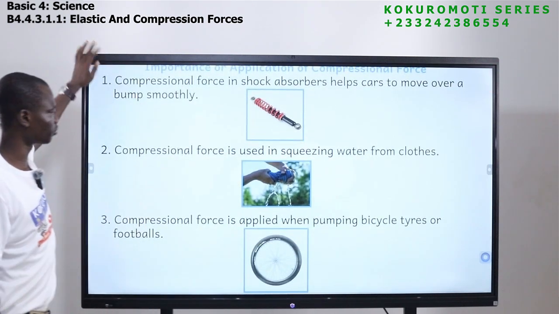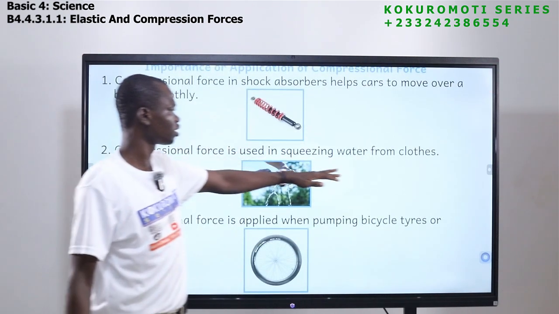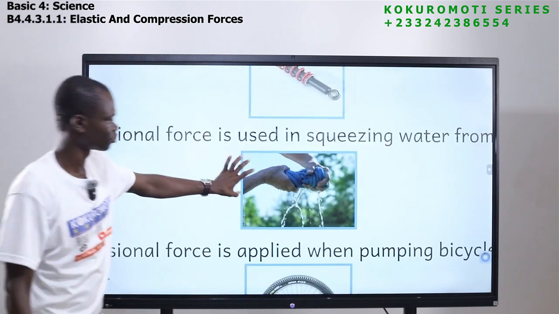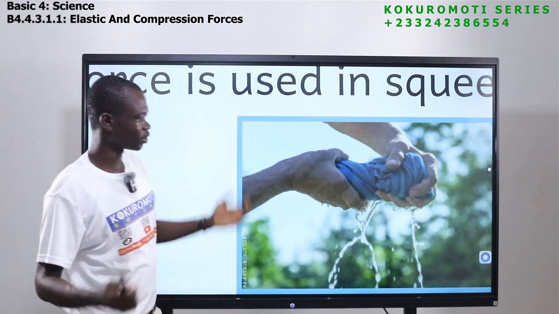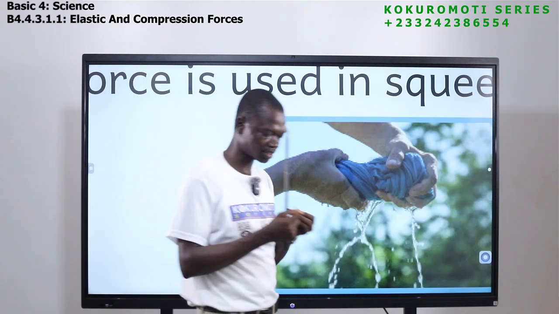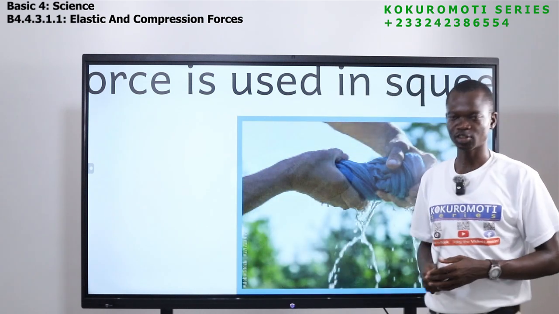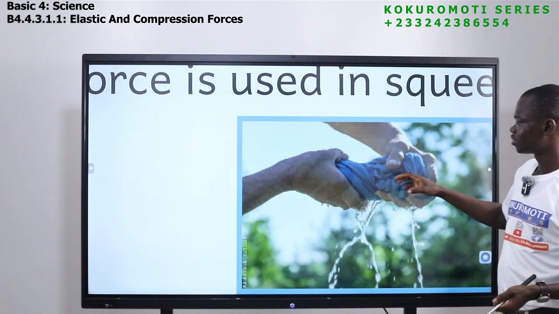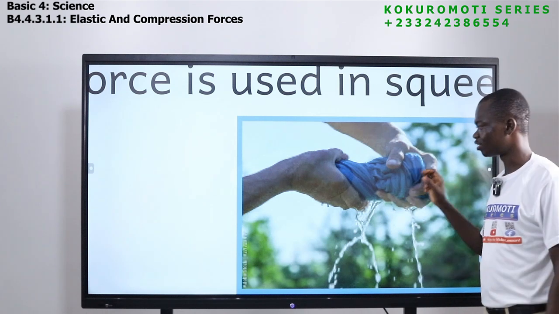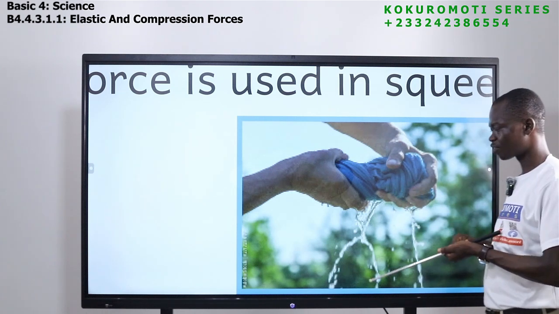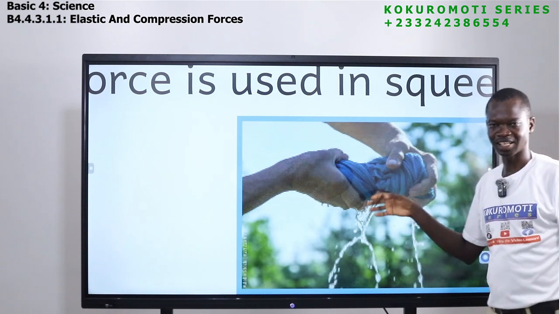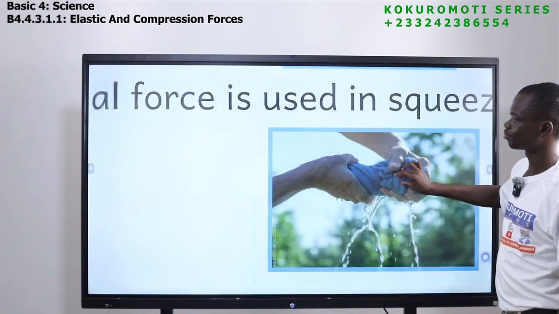The next one is that compressional force is used in squeezing water from cloths. So this is an example. As for compressional force, we know that anytime we apply this force, it reduces the size and makes the object smaller. So this is not the actual size of the dress, but because of compressional force and it is squeezed, you see the size of the dress has reduced.